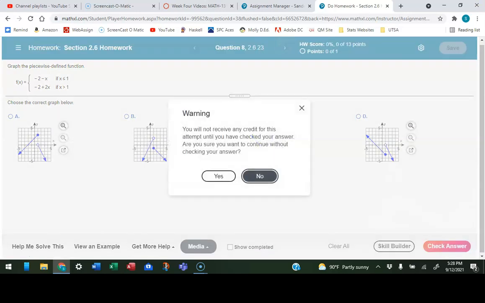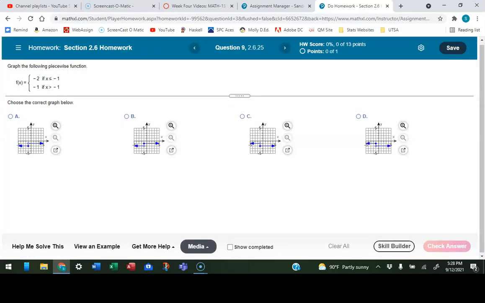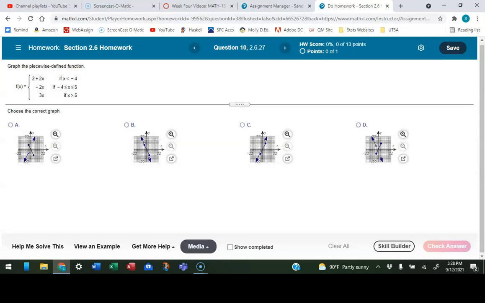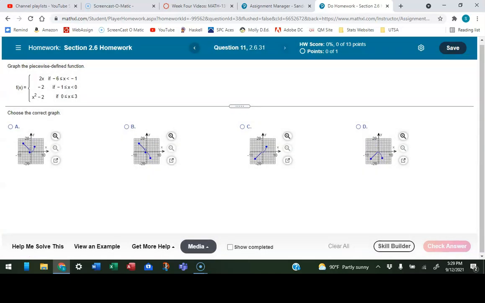So you've got a couple more to do. Okay, so you can graph those, and you can graph that one, and you can graph that one. So just remember that this one, the bottom equation, is a parabola. Okay, your bottom equation is a parabola. All right, so I will see you in the next section.